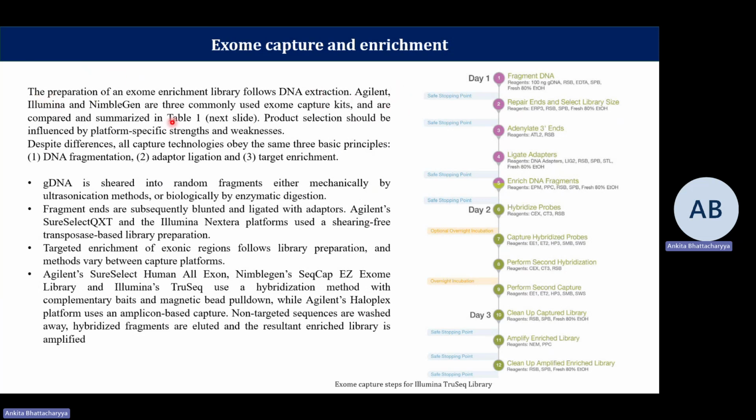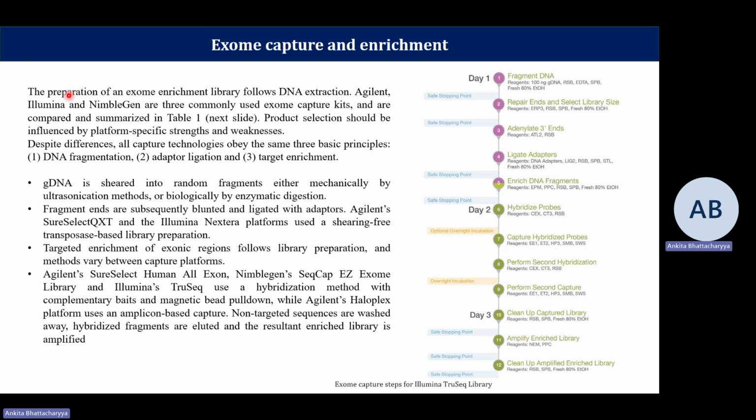Agilent, Illumina, and NimbleGen under Roche are three very commonly utilized exome capture kits. They've been compared and summarized in the next slide, which I'll show you soon. Then, product selection should be influenced by platform specific strengths and weaknesses. Most commonly, people use either Agilent or Illumina. Today, we'll be discussing the Illumina method in a lot more detail because that's what we've been following for so long. You can read about all of them.